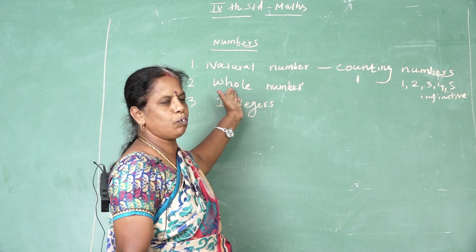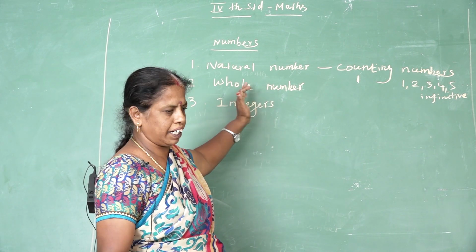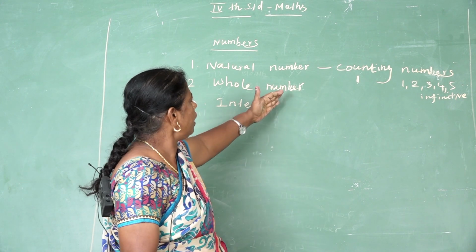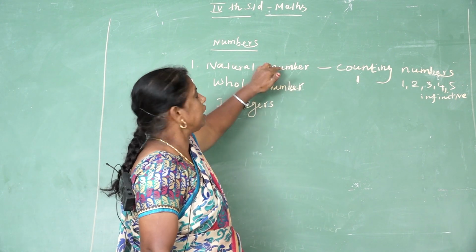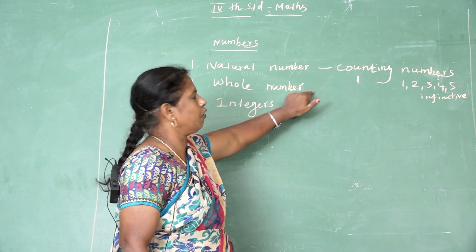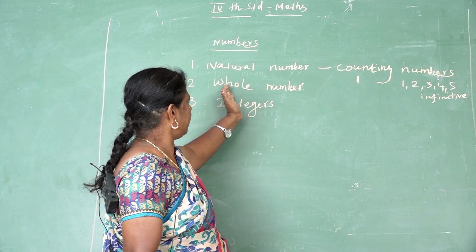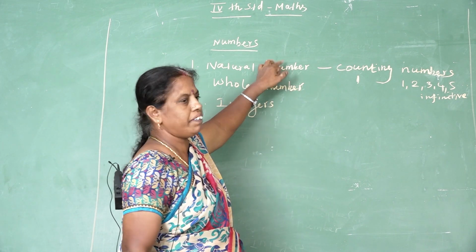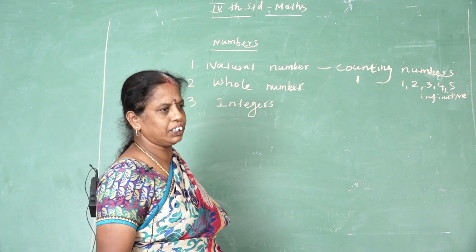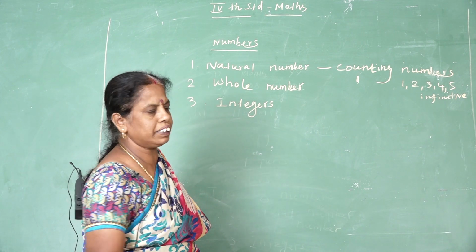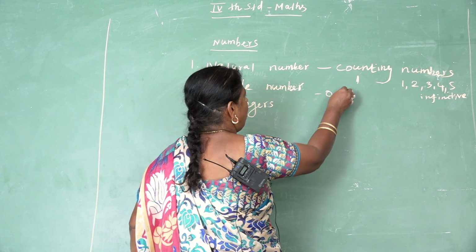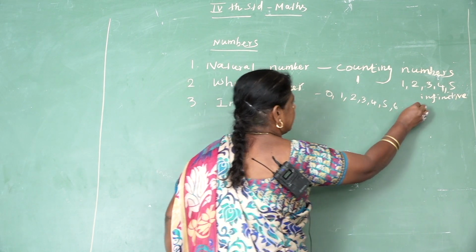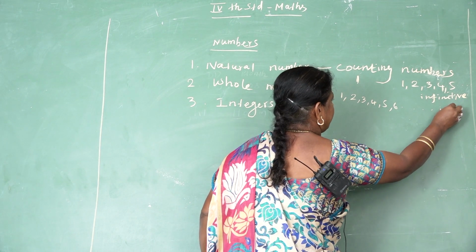Okay. Next, whole number. What is called whole number? Whole number is nothing but all the natural numbers including zero. Whole number is all the elements of natural number and including 0. The whole numbers are 0, 1, 2, 3, 4, 5, 6 and so on, to infinity.